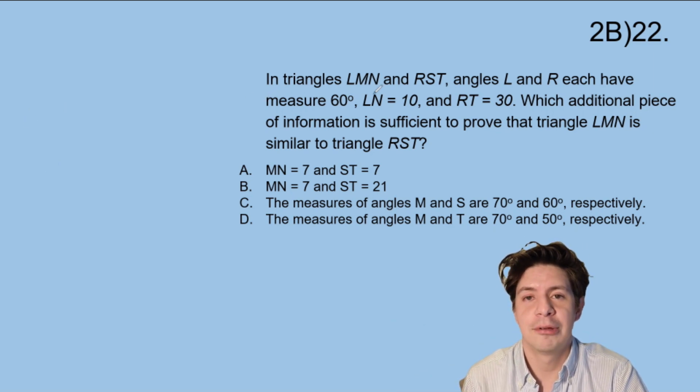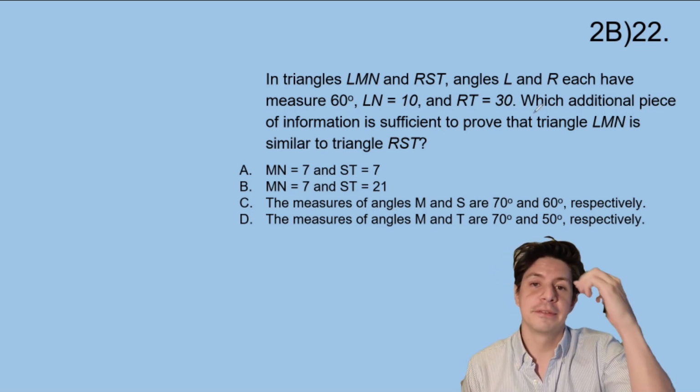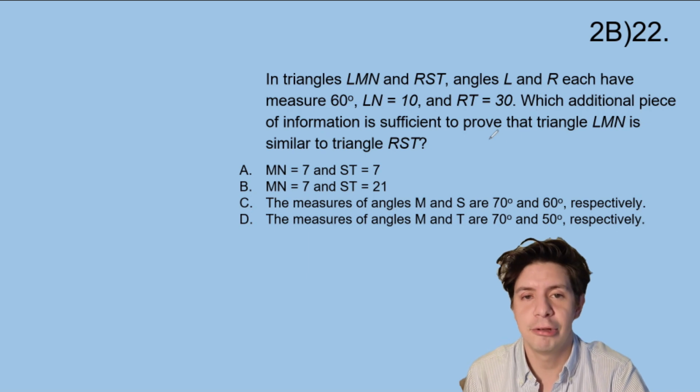In triangles LMN and RST, angles L and R each measure 60 degrees. LN equals 10 and RT equals 30. Which additional piece of information is sufficient to prove that triangle LMN is similar to triangle RST?